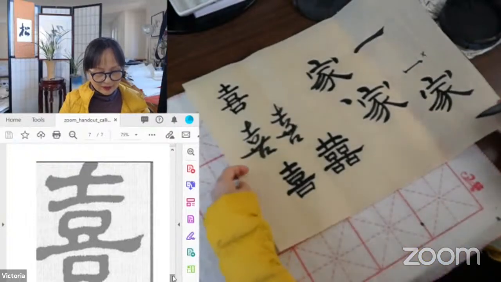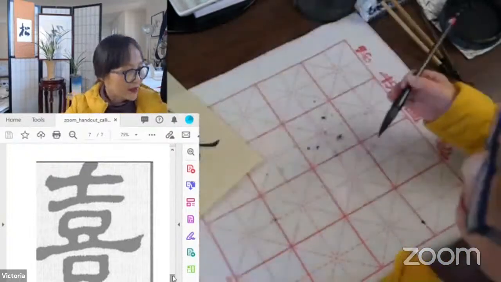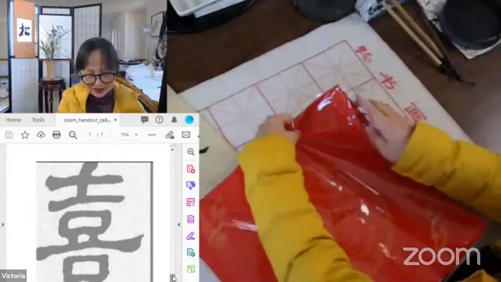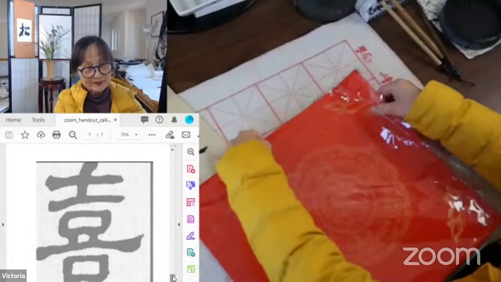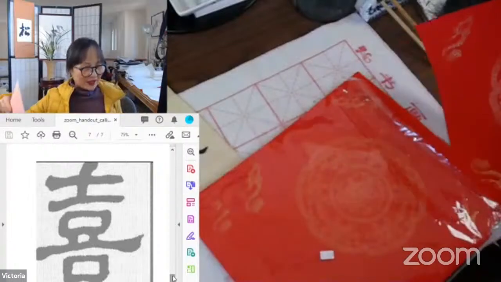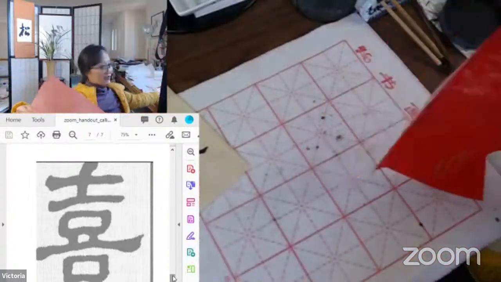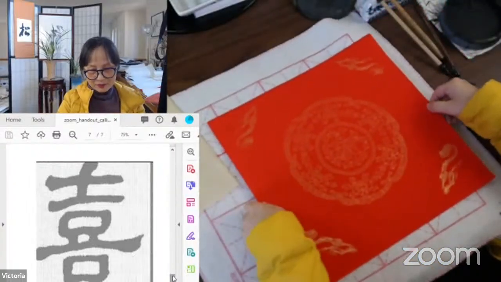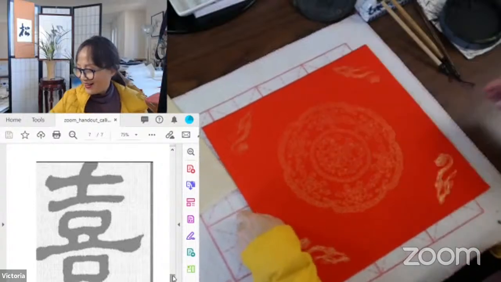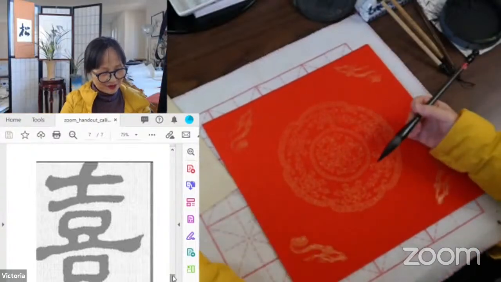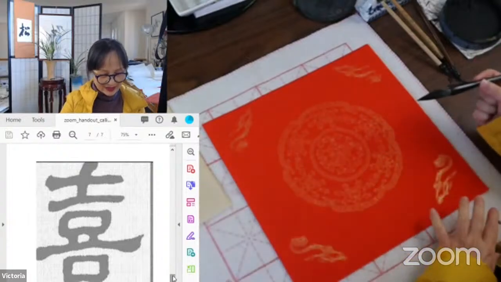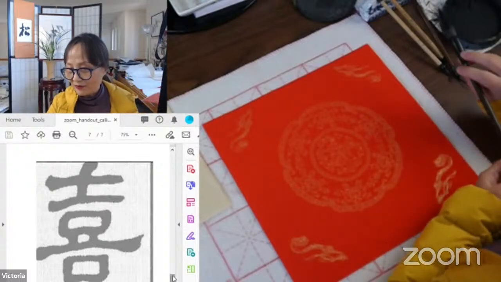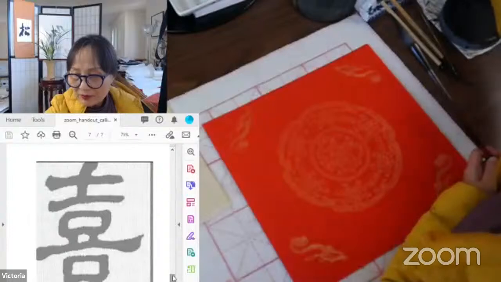Okay, now I'm going to write on the red paper, because it's very common to write on it to give to newly married people, and they put it on the door, or in the living room, above the dining table, or on the wall, something like that. And it's very common.